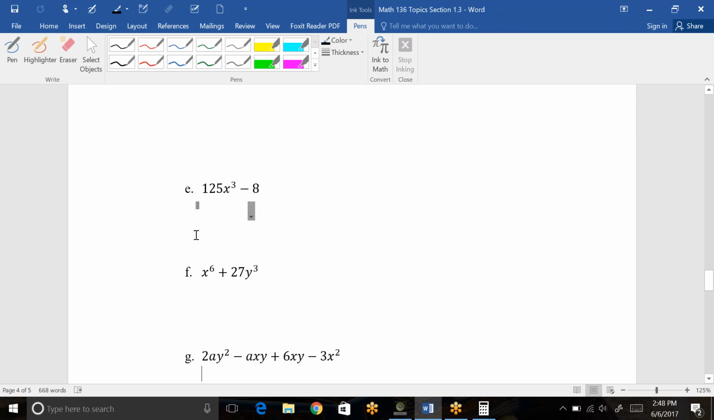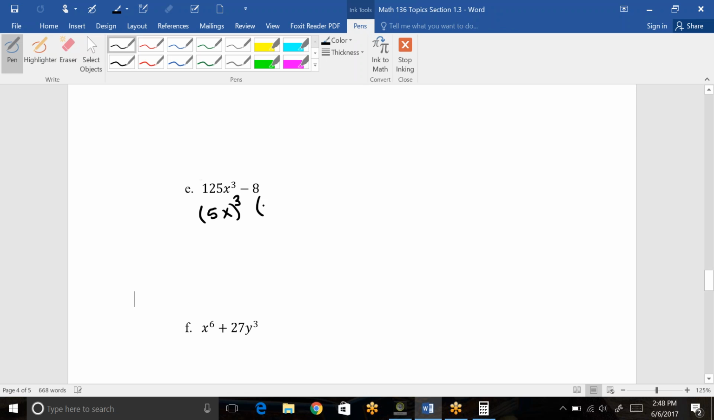It looks like E is going to be perfect cubes because 8 and 125 are both perfect cubes. This would be 5x cubed and 2 cubed. So remember, if you have perfect cubes, you have a binomial and a trinomial. You write the 5x and the 2 roots in the first one. You keep your original sign between them, so 5x minus 2.